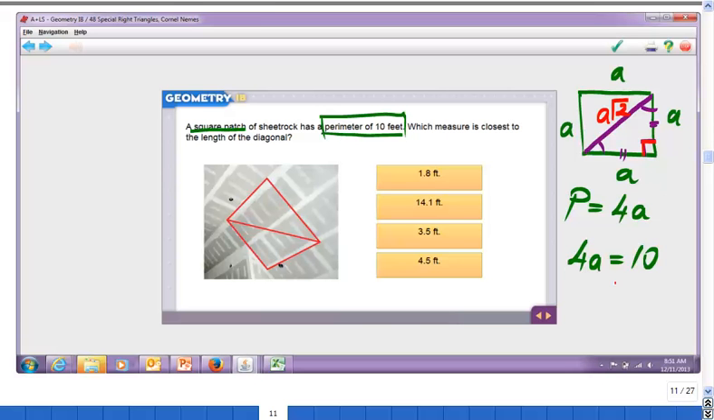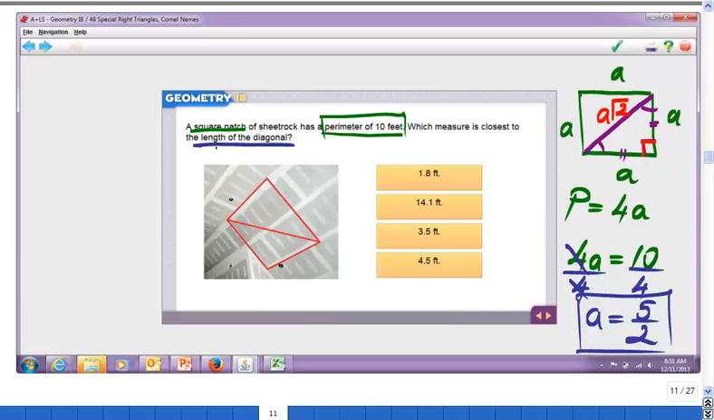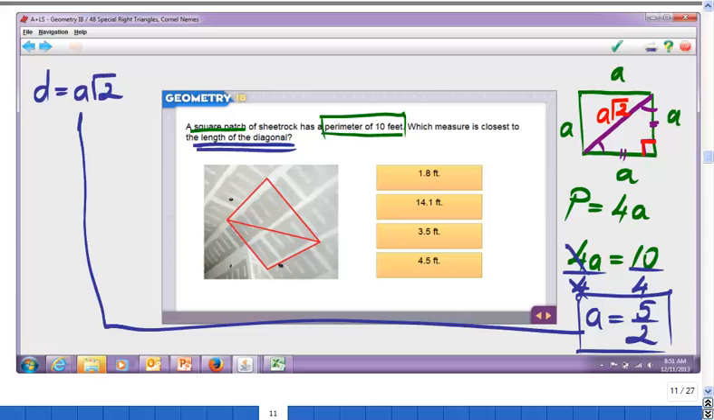Well, let's find the side first. Okay, and how to find the side? Divide everything by 4 in here, because I know perimeter is 10, so my side is going to be 5/2, and I will leave it like that. Okay, now I have to find the length of my diagonal. Diagonal is going to be side square root 2. Well, side is 5/2, right? Plug it in. Your diagonal is going to be 5/2 square root 2.